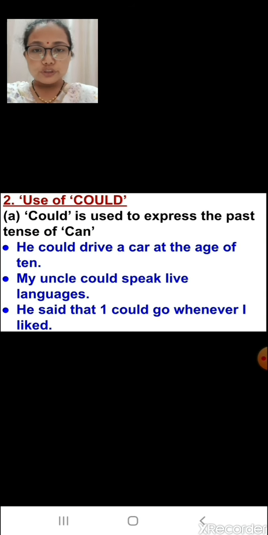Now let us see the use of could. Could is used to express the past tense of can. He could drive a car at the age of 10. My uncle could speak five languages. He said that I could go whenever I liked. So these are the examples where could is used.